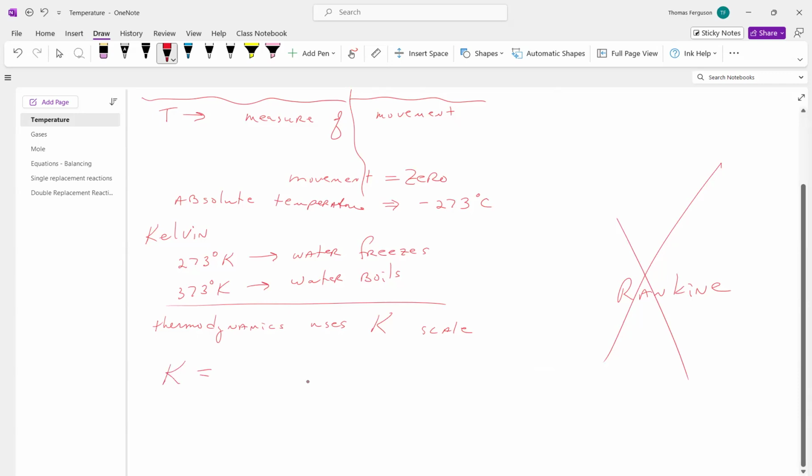Okay, so how do we convert to Kelvin? We take C plus 273. Oh, from Kelvin to centigrade, Kelvin to Celsius. It's a very simple relationship. And the units of Celsius and Kelvin are the same units. So a degree Kelvin is equal to a degree Celsius.